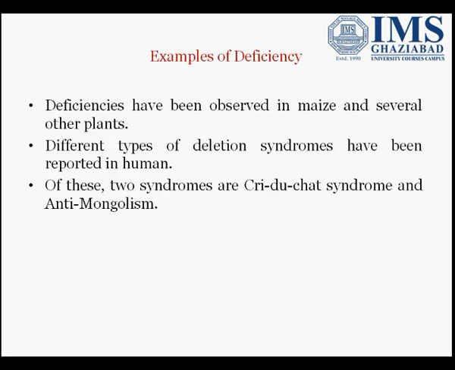Now, what are the examples of the deficiency? Deficiency you can observe in several plants such as maize and several other plants. And deficiency syndromes are also reported in humans. The two syndromes are Cri-du-chat and anti-Mongolism, and we will discuss in later lectures what Cri-du-chat syndrome and anti-Mongolism are. So these are the different aspects of the deficiency.